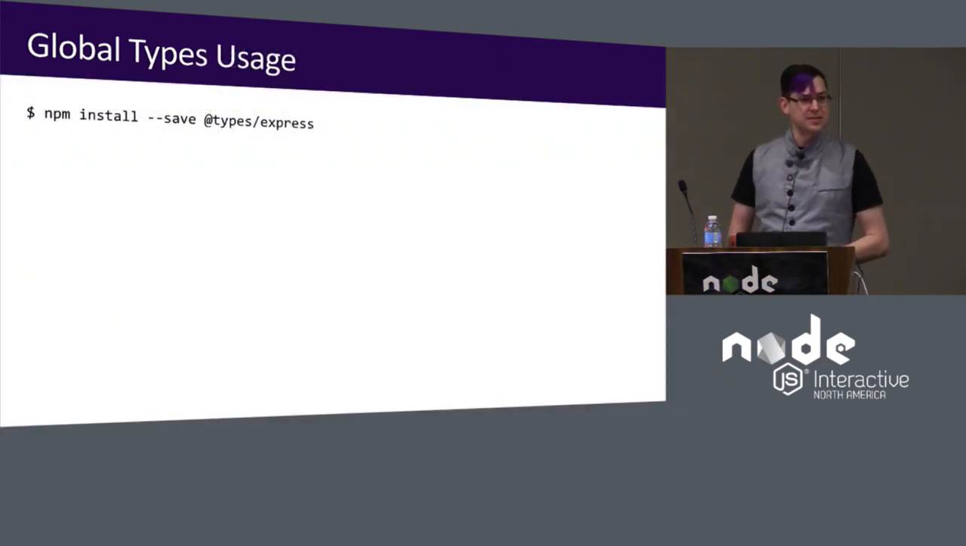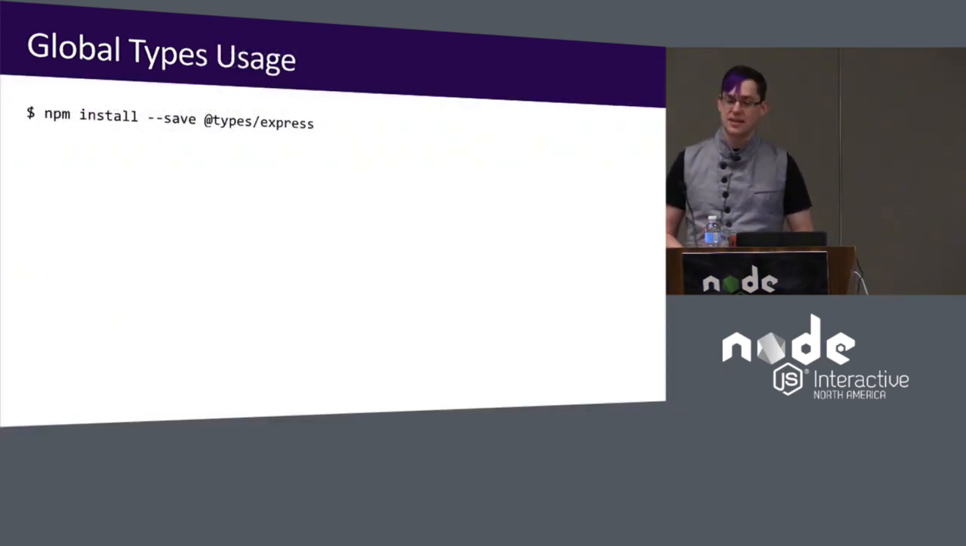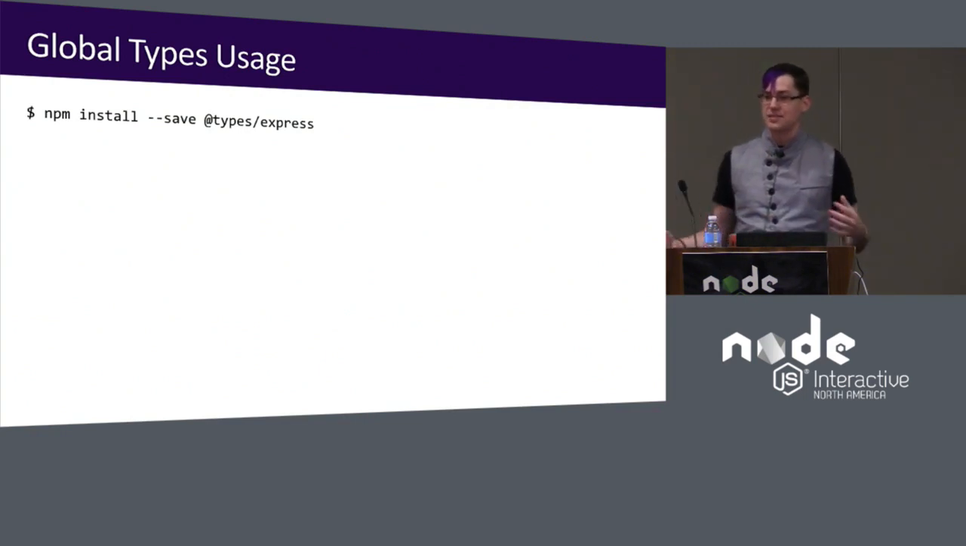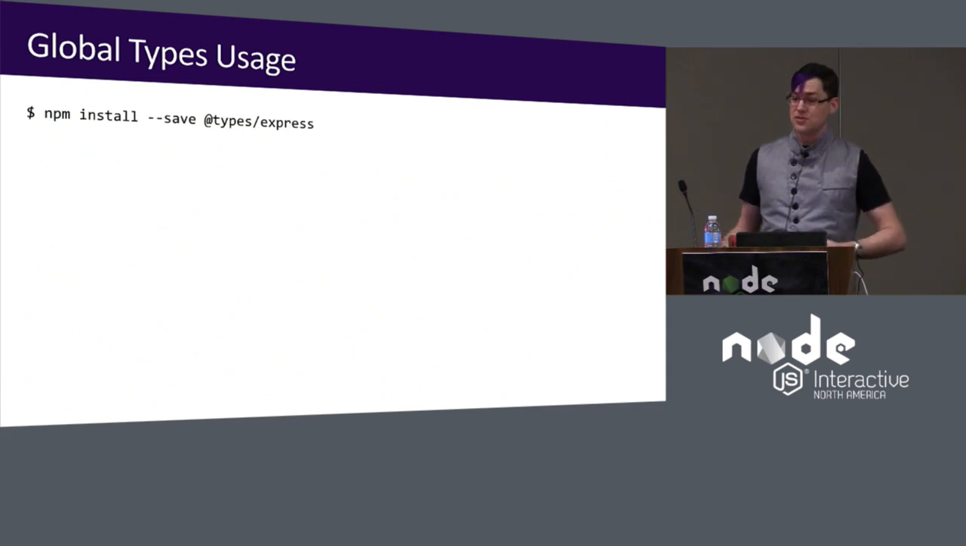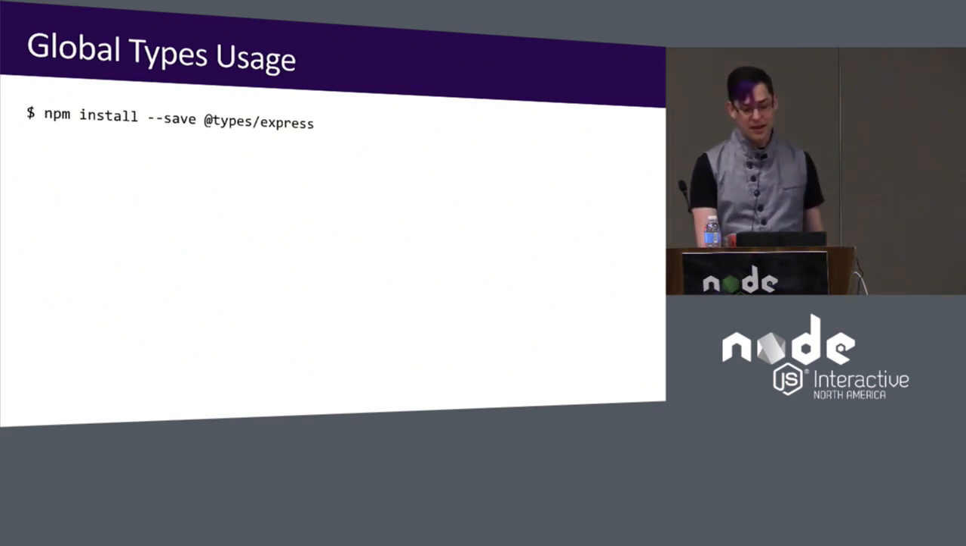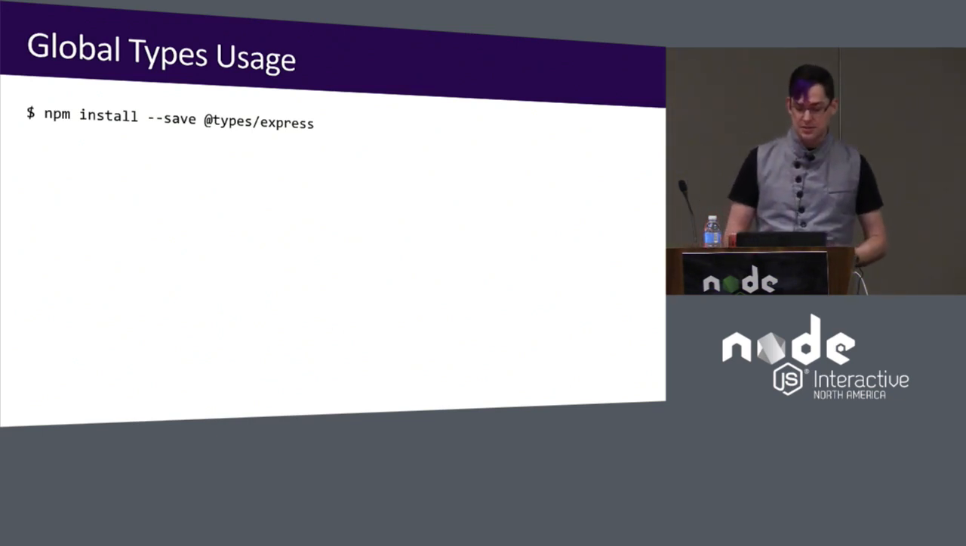And so it basically just looks like this. You just do npm install --save @types/express. And once you run this command, you all of a sudden have these definition files for Express, which is awesome because you can get really, really good code completion, all sorts of things like that inside of your editor for Express. And so that makes it quite a bit easier to use.